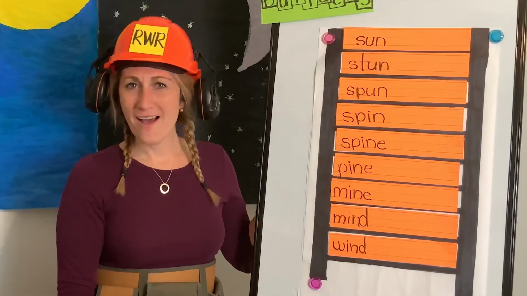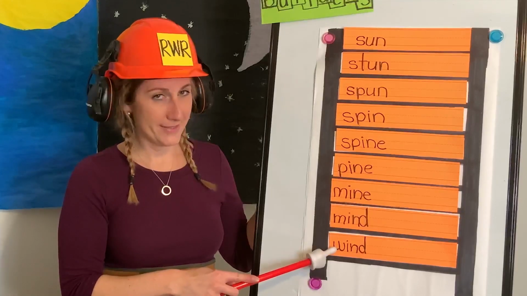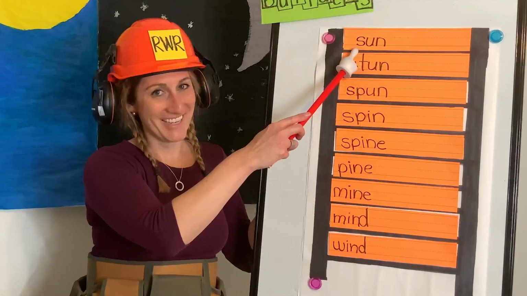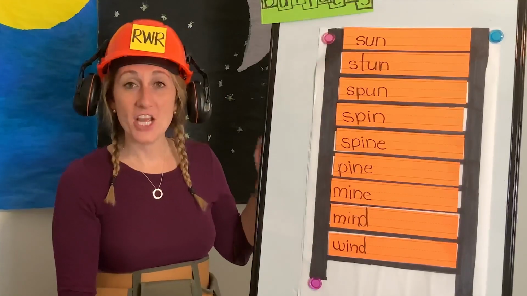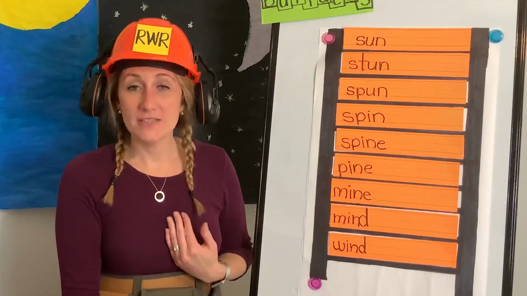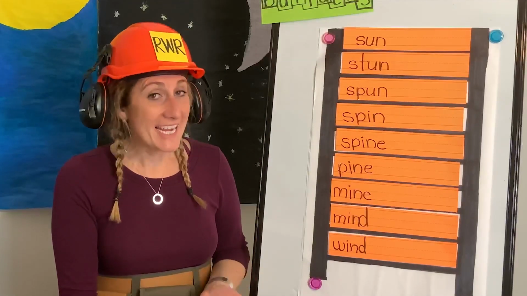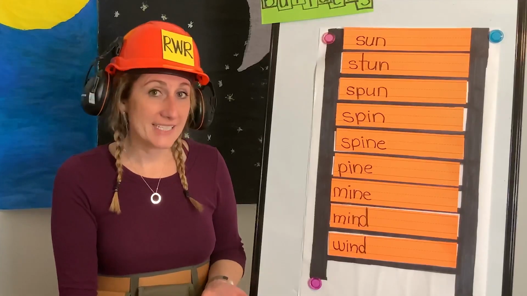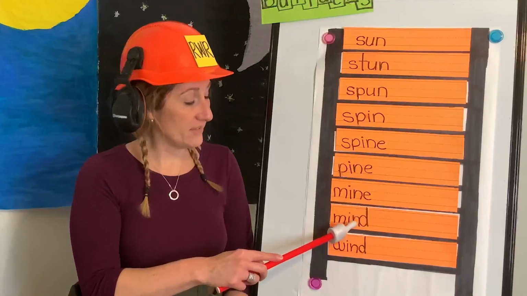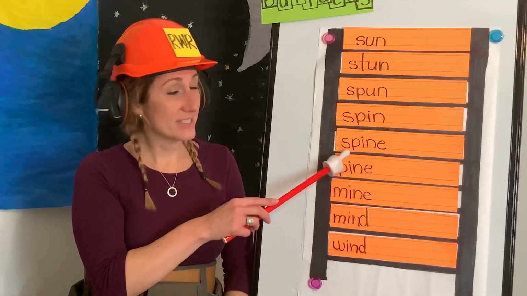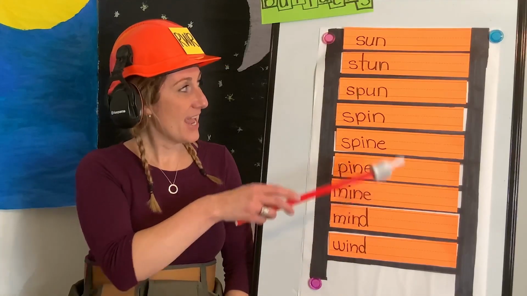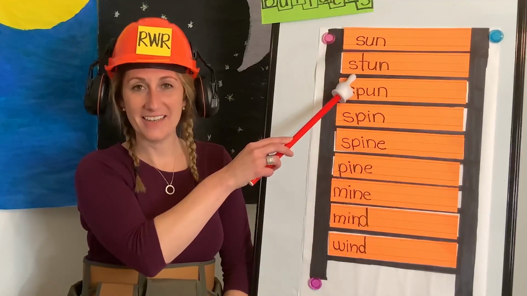Wow. We went from wind to sun, all within our word ladder, using what we know about letters and about sounds, and having a little time to practice what we've been learning about our blend of nd at the end, our blend of sp at the beginning, and our blend of st.